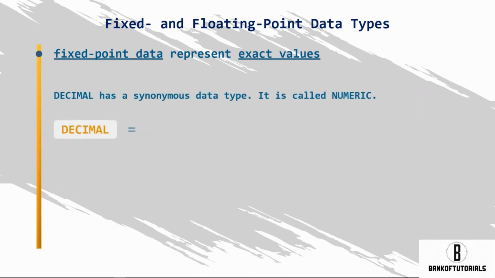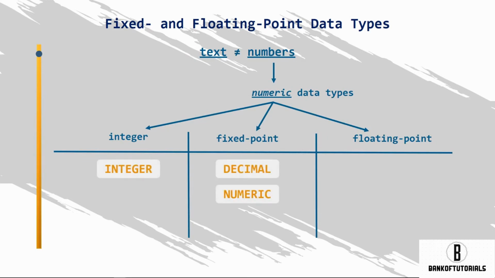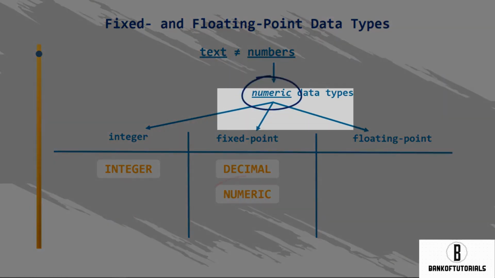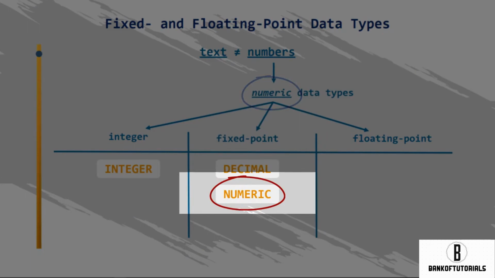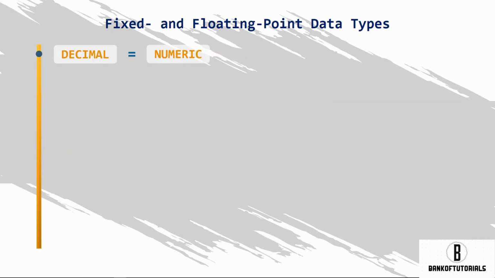We shouldn't forget to mention that decimal has a synonymous data type. It is called numeric. Please do not confuse it with the entire set of numeric data types: integer, decimal, numeric, and the floating point ones you will see in a minute. These are all numeric data types, but this is a specific one. Numeric functions in the same way as decimal and is a fixed point data type. This configuration may sound a bit strange, but this is simply how it is, so we'd better get used to it. Okay? Very good.